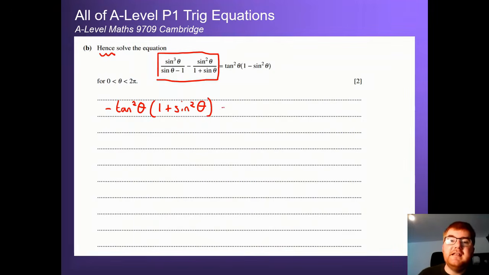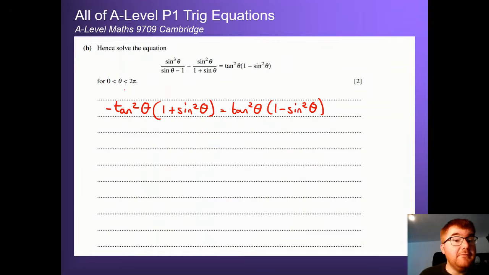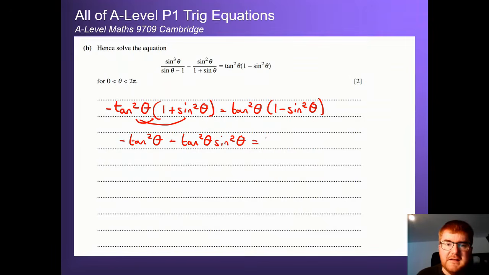And even if you don't get the identity question correct, that's not so important because remember here, you actually get the answer to use then in part B. Now, if you multiply out the brackets here, we get minus tan squared theta minus tan squared theta sine squared theta is equal to tan squared theta minus tan squared theta sine squared theta.